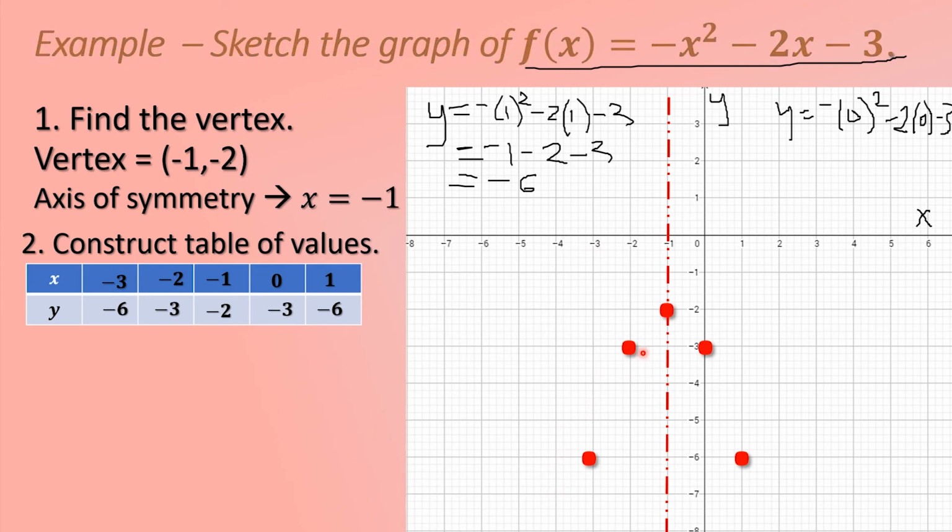Now, the points are ready. What we are going to do now is connect them, but make sure you have a smooth curve from the vertex because this is the turning point. So we have our parabola.